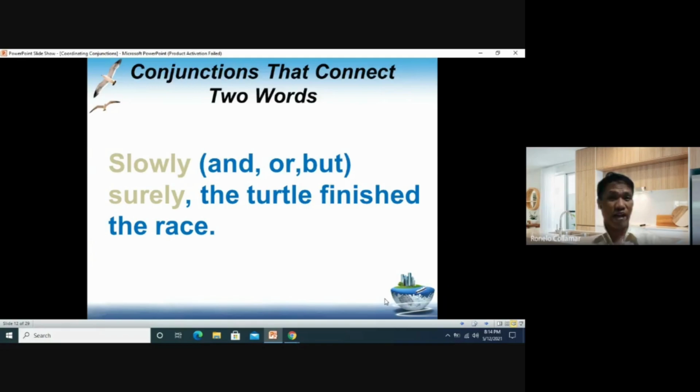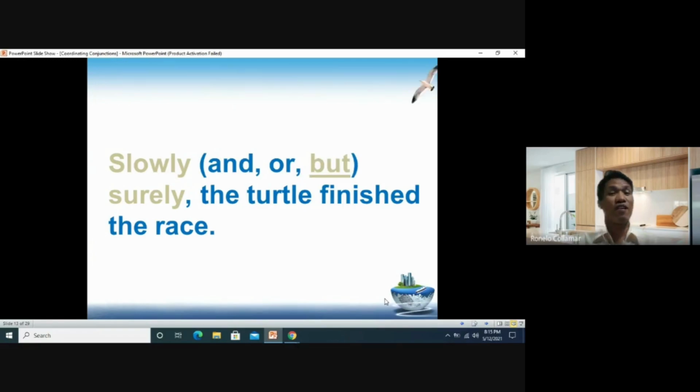Slowly, blank, surely, the turtle finished the race. What do you think is the answer there? What do you think is the coordinating conjunction that befits the combination of words slowly and surely? All right, so somehow it rings a bell for us to have a cliche like this one because it's commonly used by most people. Slowly, but surely. Very good. So the answer is but. Okay, so there.